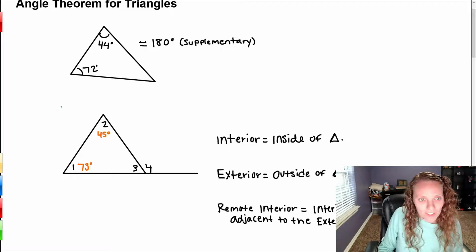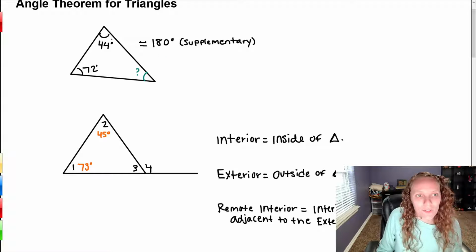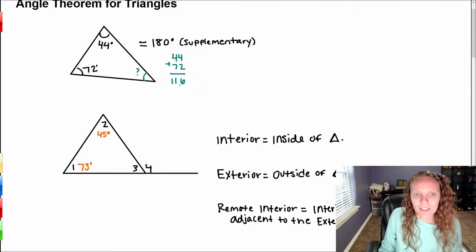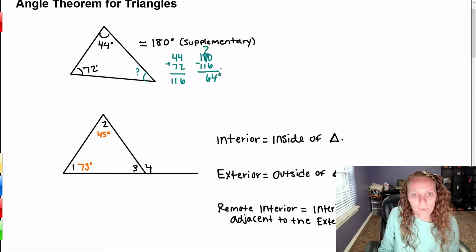So our goal here is to figure out what this missing angle right here is. We know that all three angles add up to 180 degrees. So we're going to start with 44 plus 72, which equals 116. And then we're going to take this answer and subtract it from 180 degrees. And the missing angle here is 64 degrees.